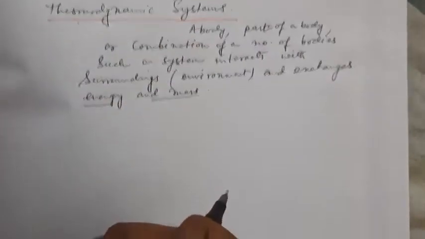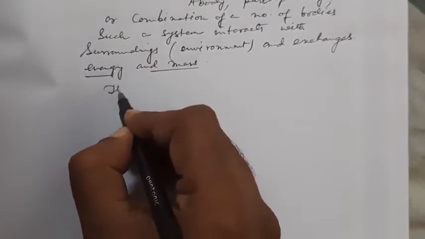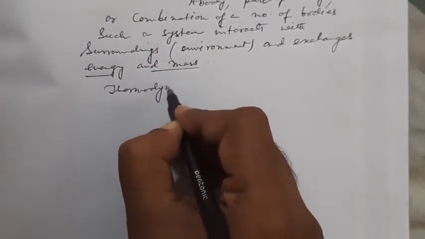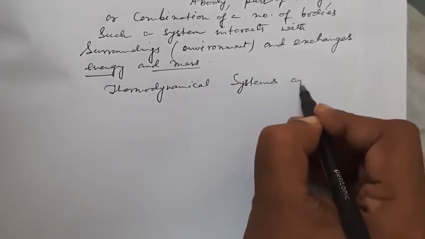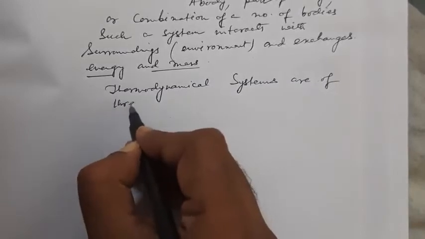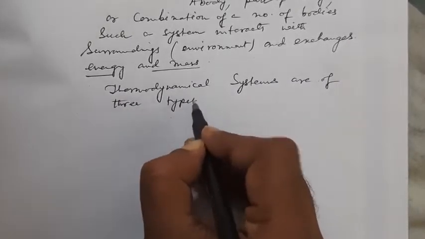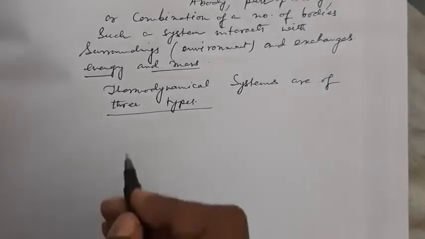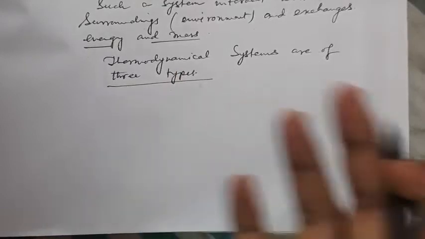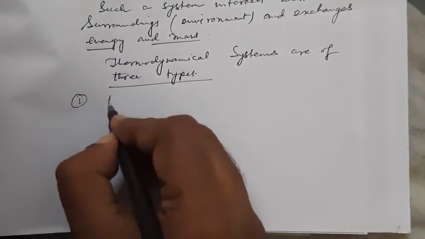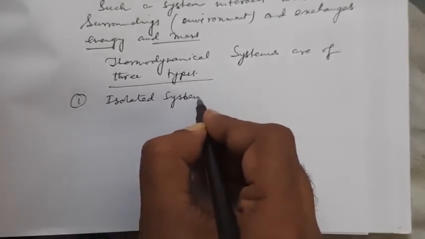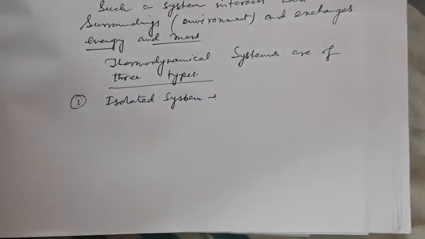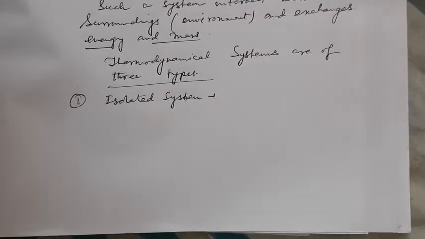Thermodynamical systems are of 3 types. Now you have to understand these types very well, because these 3 types control the full chapter. First one is an isolated system. Second one is a closed system, and the third one is an open system.